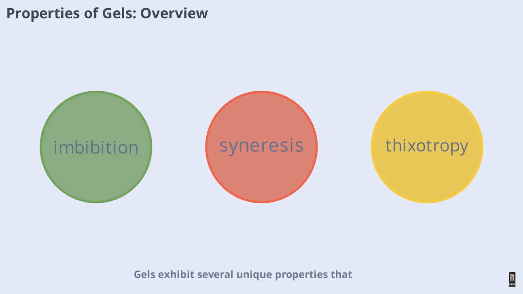Gels exhibit several unique properties that set them apart from other colloidal systems. These include imbibition, syneresis, and thixotropy. Each property affects how gels interact with their environment and determines their suitability for different uses. Let's explore these properties in detail to understand how they influence the behavior of gels in practical applications.